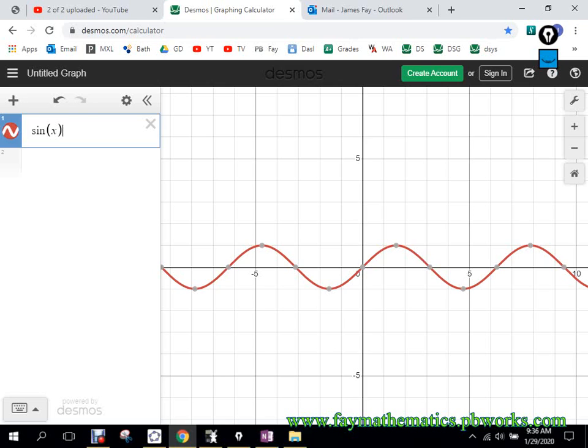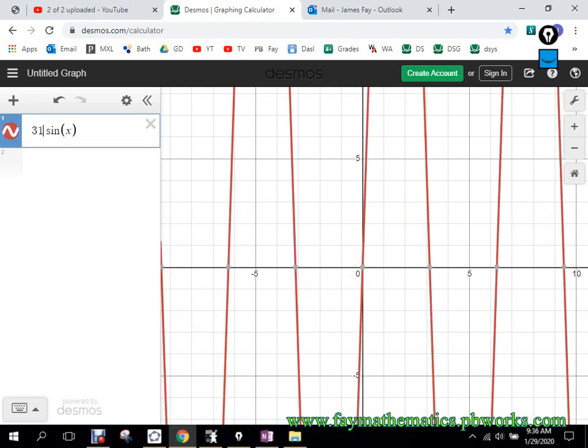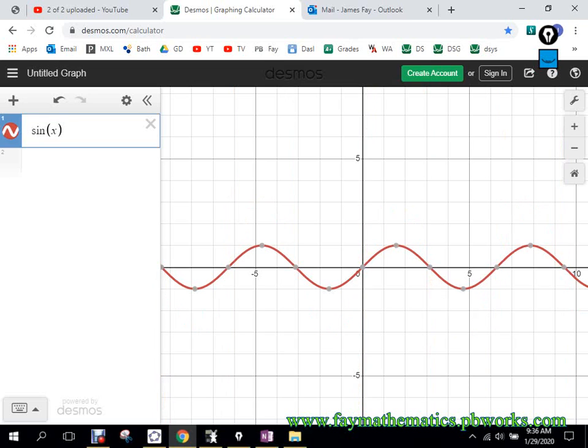You guys ever heard of an amp? What does an amp do in music? Makes things louder. That number out front that I just used, that 3, is the amplitude of this thing. So when you see something that is stretched like this, you're changing the amplitude, okay?